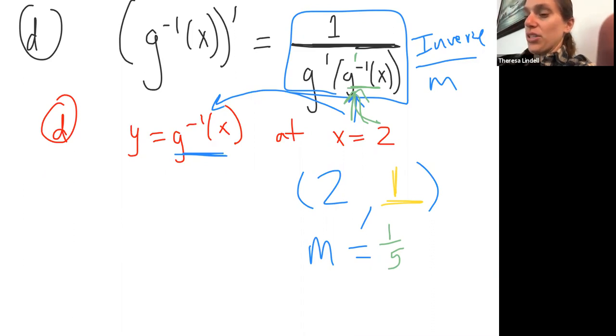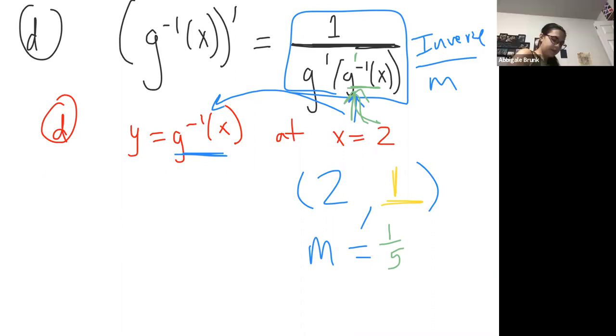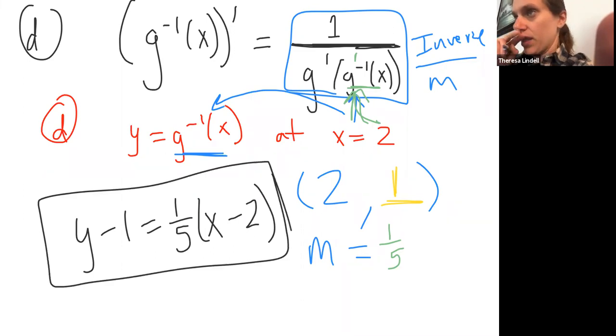And then can you write the equation of the tangent line from there? Yeah, it'd be y minus 1 equals 1 over 5 times x minus 2. Perfect.